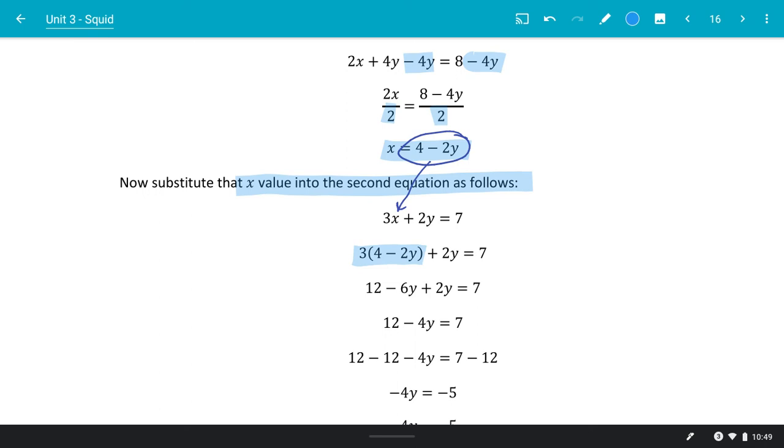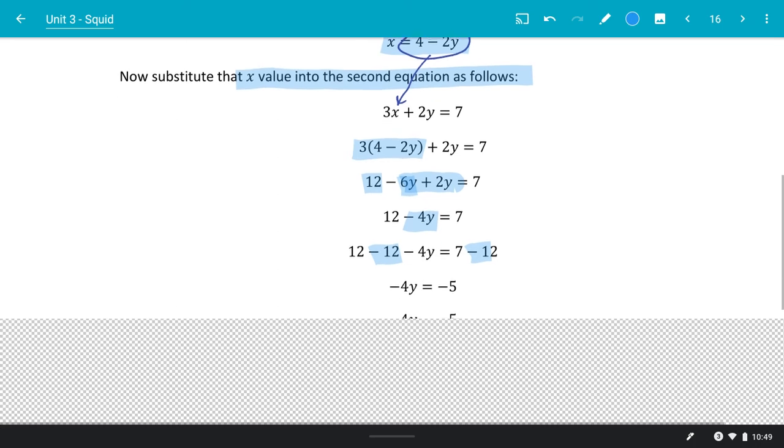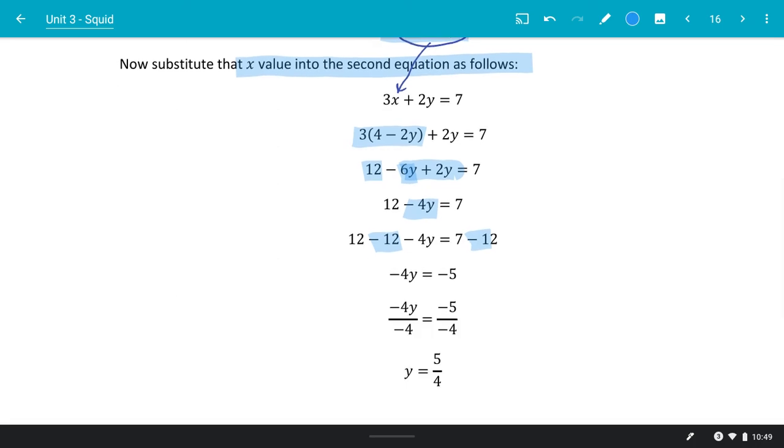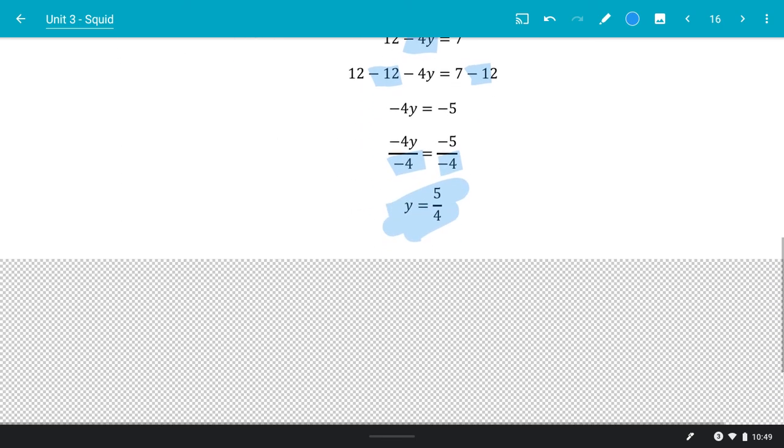Then you distribute the 3. So 3 times 4 is 12. 3 times negative 2y is negative 6y. And then we're going to combine our like terms to get a negative 4y. And we subtract 12 from both sides. And then we divide by negative 4. So y equals 5/4.